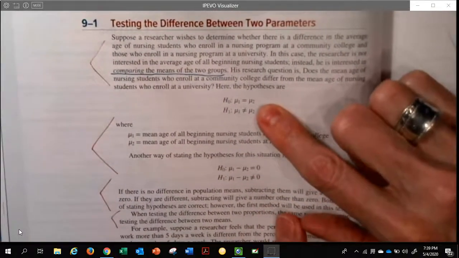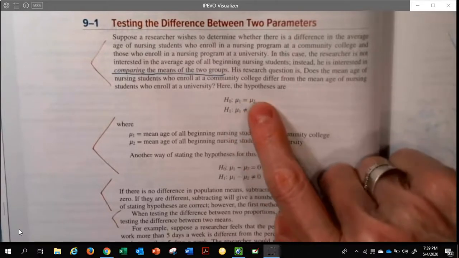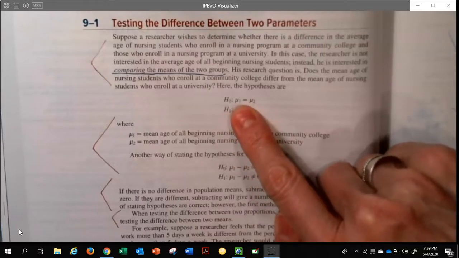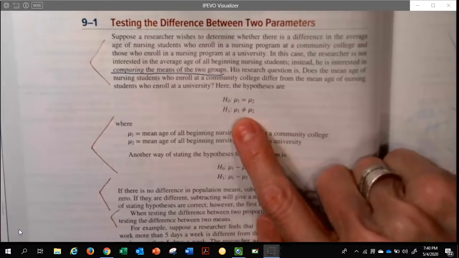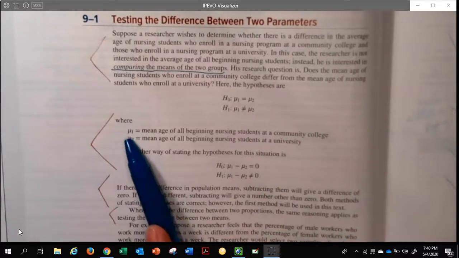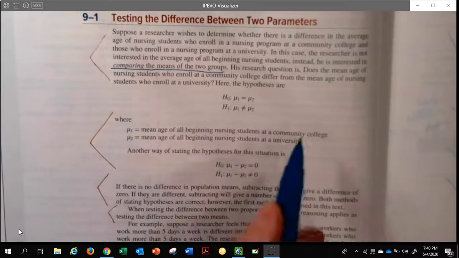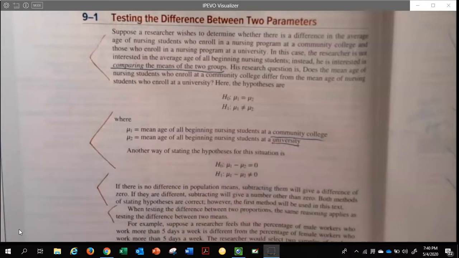So notice here, this looks very similar. We're just comparing means and not just saying one is worth a certain value. And so they're either equal. Again, all of our null hypotheses are going to be the equals. And then the alternate hypothesis is going to be something else. They go ahead and mention a little bit more about this mu sub 1. They're designating that's going to be what's going on at the community college. And mu sub 2, that's going to be the mean for the university.